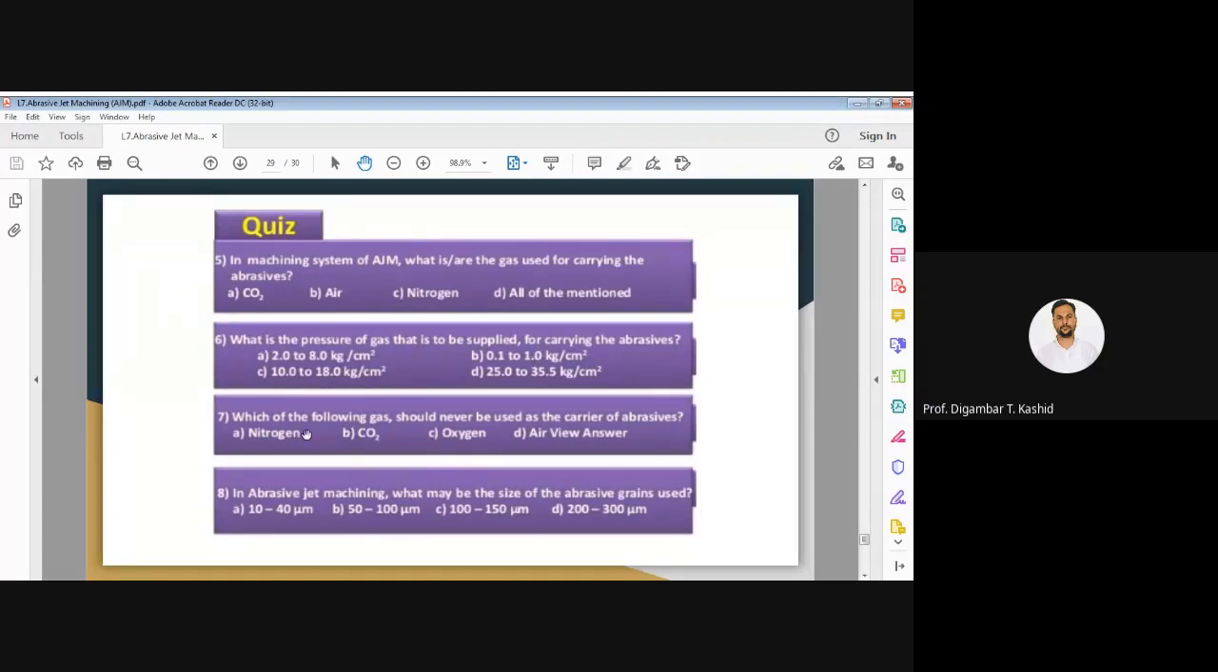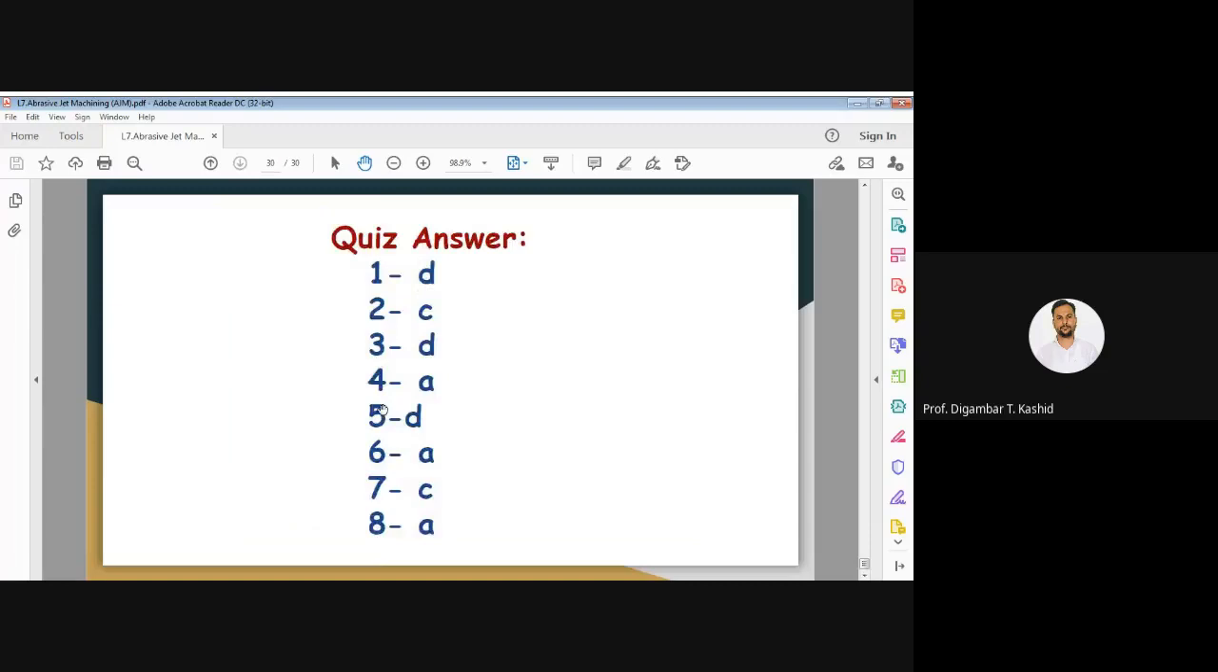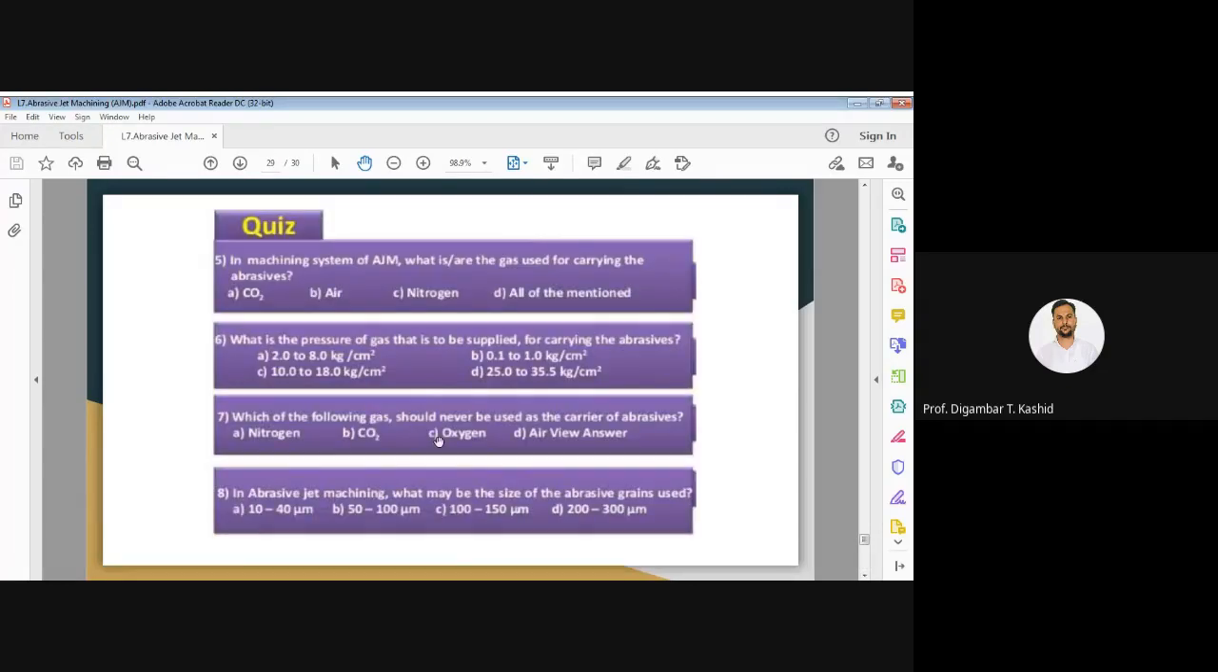Then, which of the following gas should never be used as a carrier gas? Which of the following gas should never be used as a carrier of abrasive? Nitrogen, CO2, oxygen, and air. Option oxygen. We should not use oxygen, sorry, oxygen as a carrier gas. We can use air. It should be compulsory.